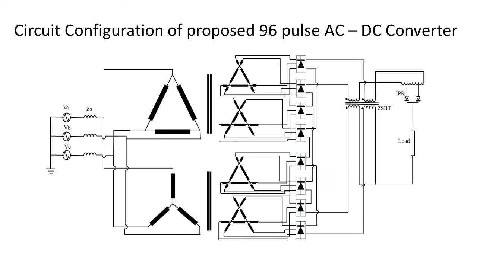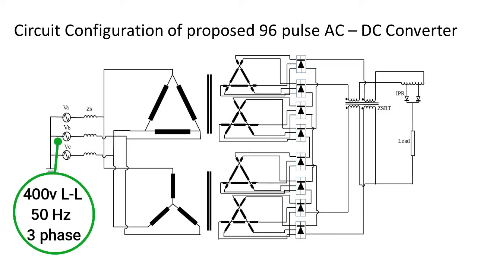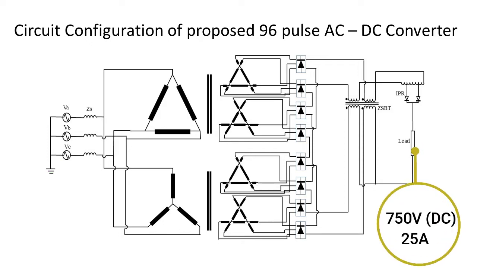In order to achieve the objective, scope and specifications, we have designed, simulated and analyzed a 96-pulse AC to DC converter. This diagram illustrates the proposed converter configuration. The input operates on a 400 volts, 50 Hz three-phase system, while the output operates at 750 volts DC and 25 amperes rated current.